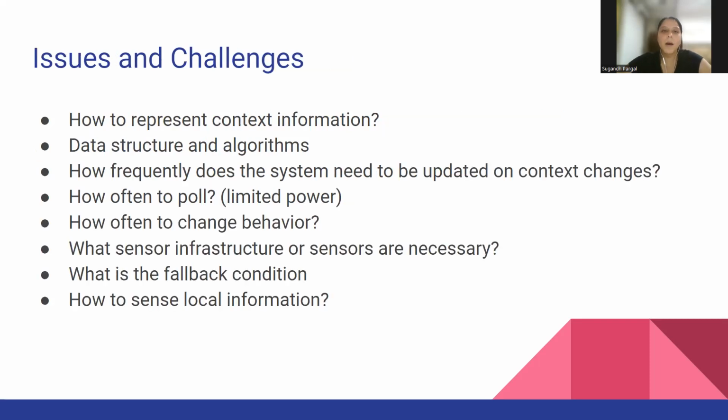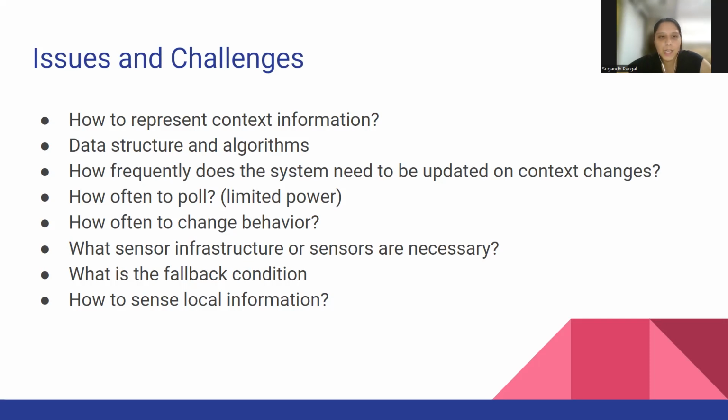Apart from all the advantages and characteristics of context-aware computing, there are a few issues and challenges that need to be looked into while proceeding. The first one is how to represent the context information, because there is no fixed format or fixed information in terms of context. It may vary. So we need to look into how to represent that context information. For example, we need a proper data structure and algorithms developed for the representation of the context information.